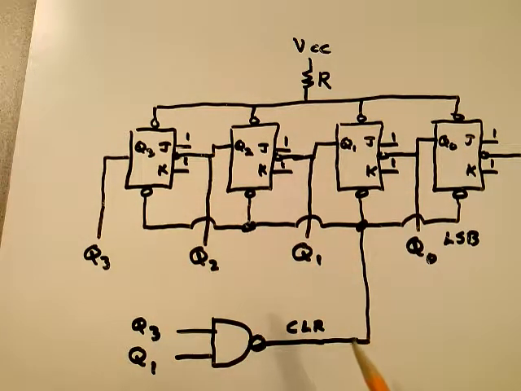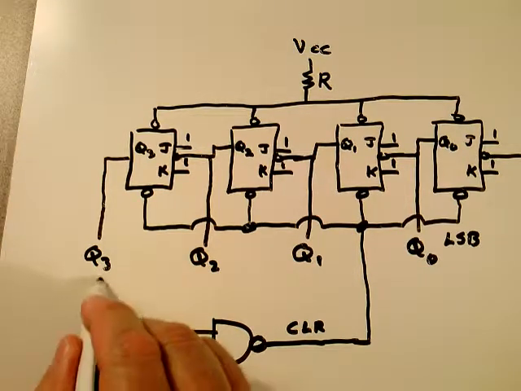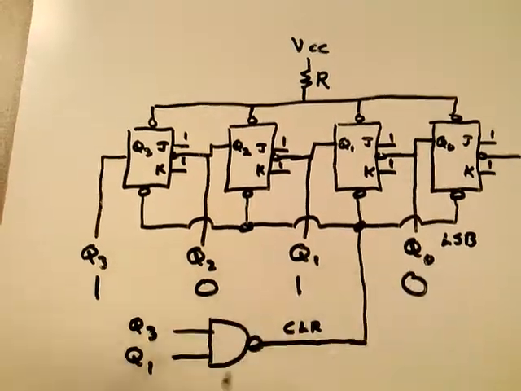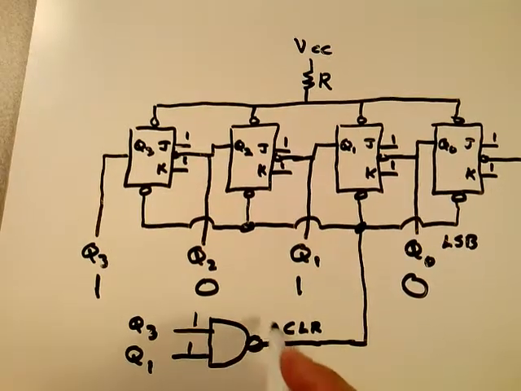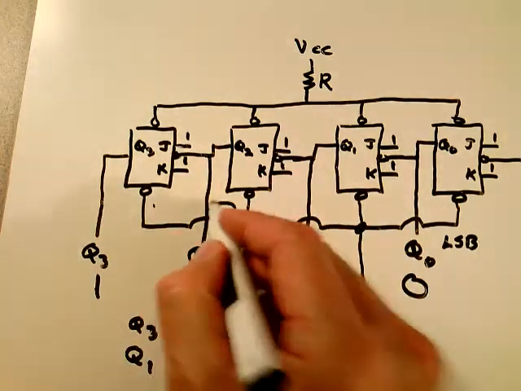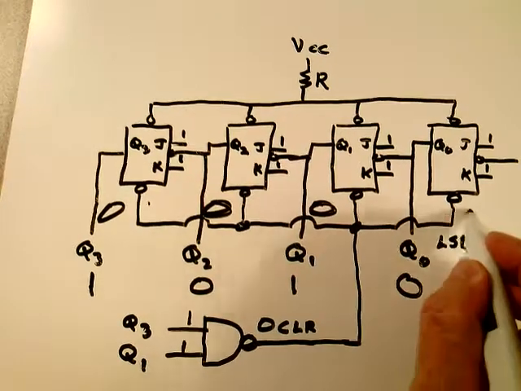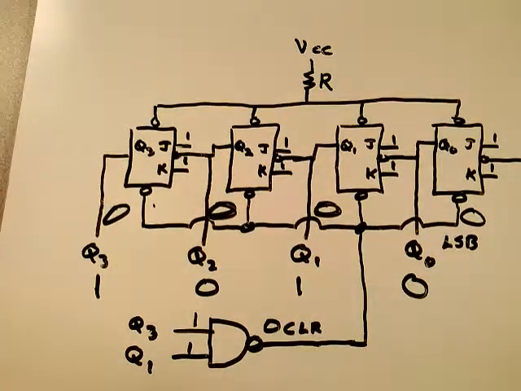I decode the 10th state. Q3 and Q1. That's 10. That's a 1, 0, 1, 0. When it sees this 1 and this 1, that goes low, and that low asynchronously clears all these back to 0, 0, 0, 0. And you start up again until you get to the 10th state. It only has 10 states. It's a mod 10 counter. That's how you do it.